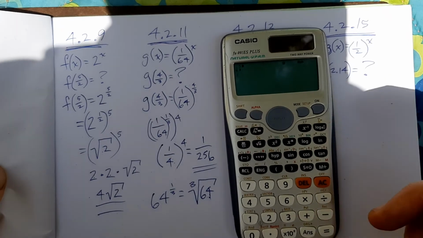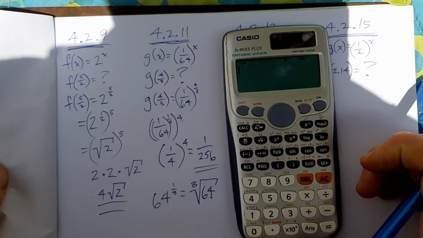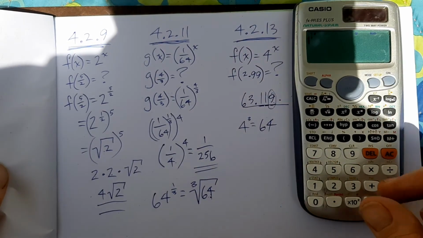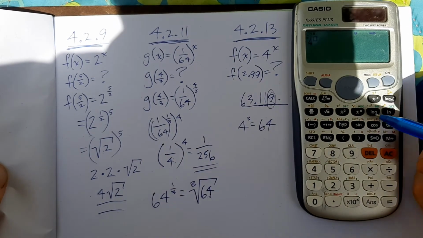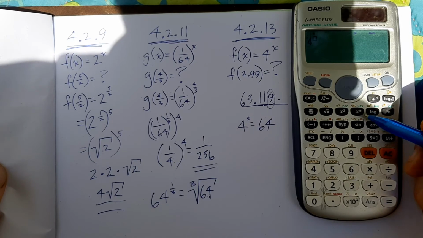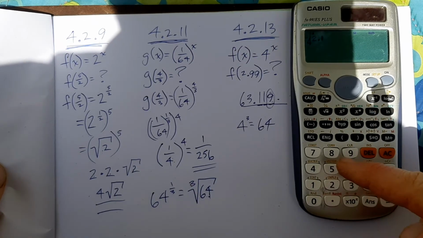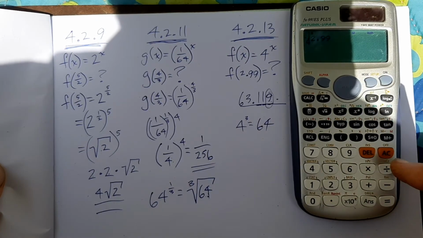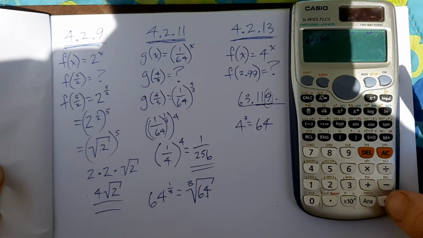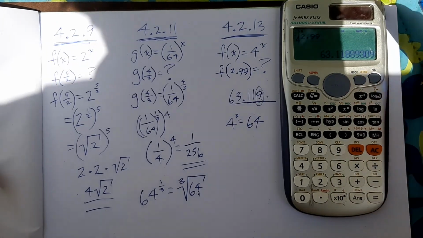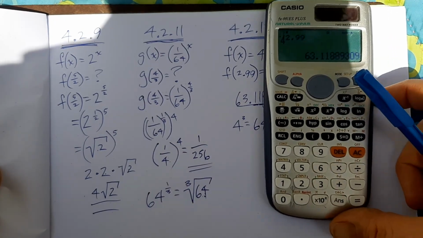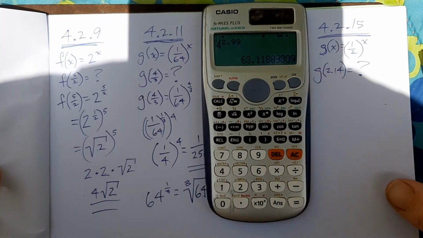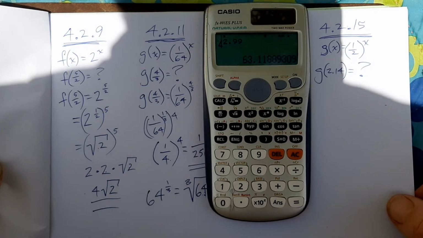Okay, here we go. We got a calculator here. Clear. I'm going to put 4, and here's the raise to the power button, and put in 2.99, equals, there it is, 6.1188, 6.119. Okay, and this is the last one right here.